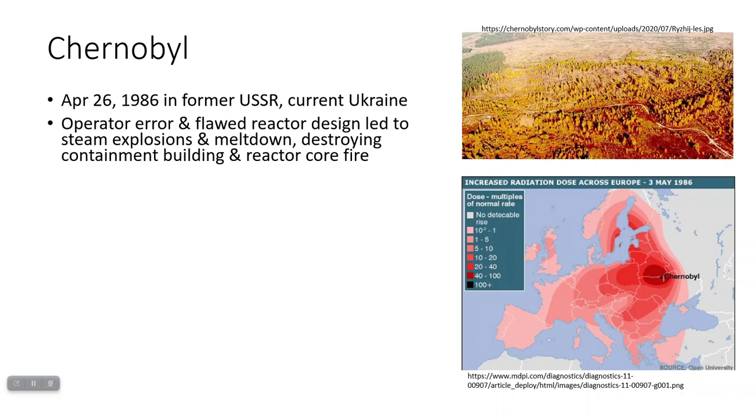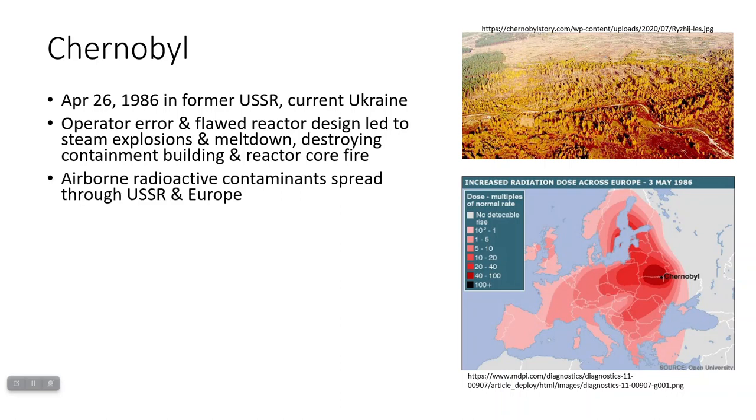People made mistakes, and it was bad reactor design with badly designed safety systems. So while they were actually trying to test a safety system, that caused an accident that led to some steam explosions. There was a meltdown. It destroyed the entire containment building for one of the reactors, and the reactor core caught on fire. The airborne radioactive contaminants actually spread throughout the USSR and throughout a lot of Europe.